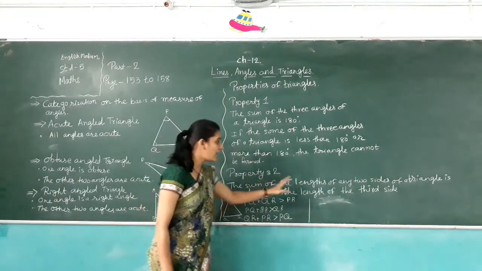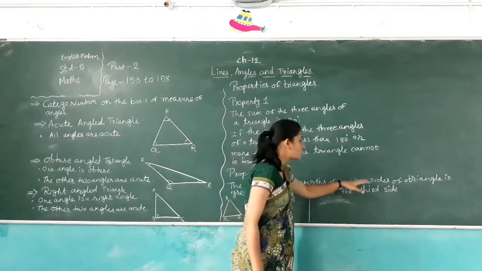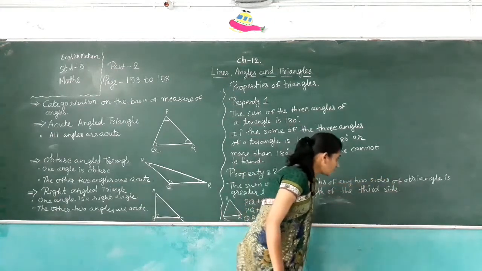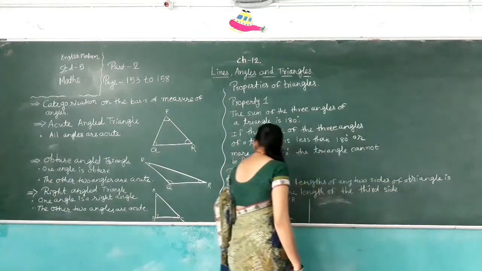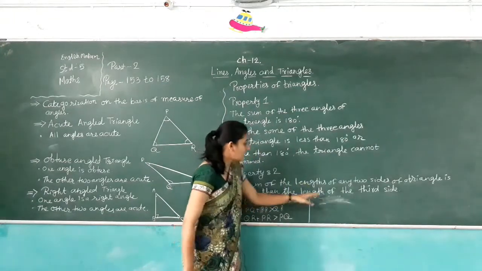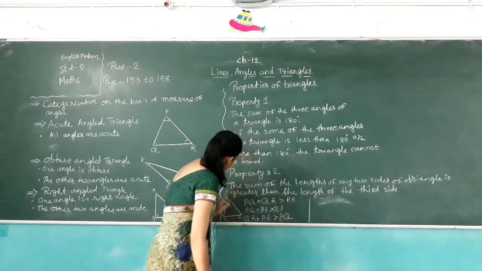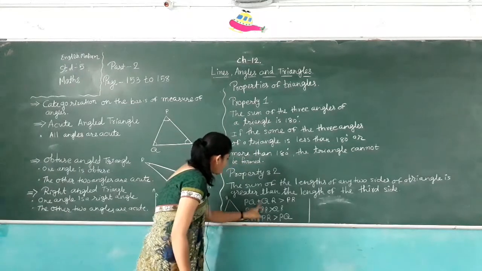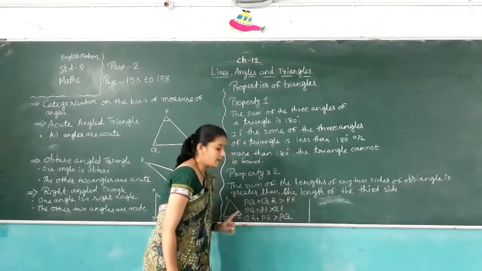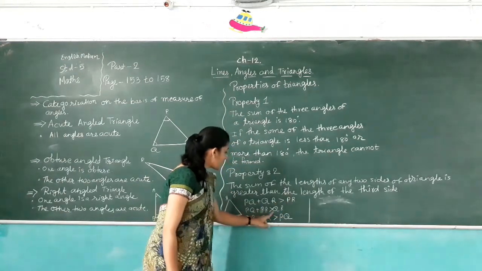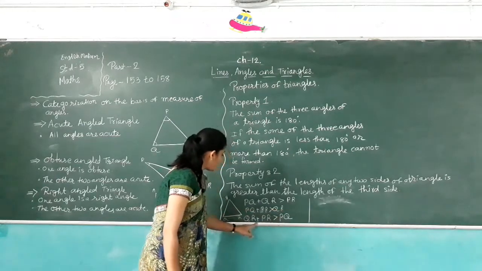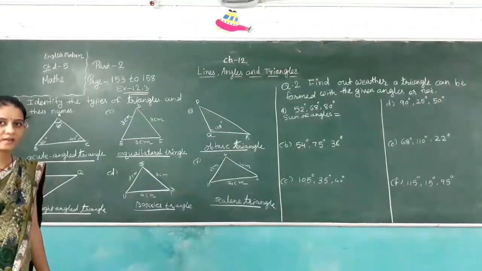Another property is property number 2. The sum of the lengths of any two sides of a triangle is greater than the length of the third side. Here, in triangle PQR, PQ plus QR is greater than PR, PQ plus PR is greater than QR, and QR plus PR is greater than PQ.